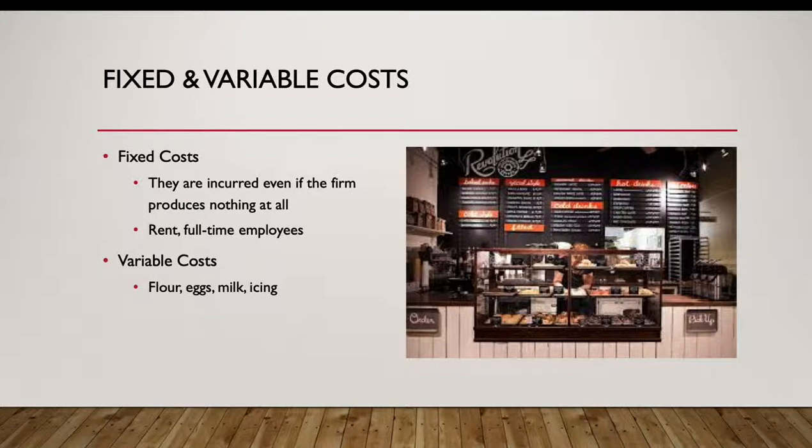Econ Cakes' total costs can be divided into two types. Some costs, called fixed costs, do not vary with the quantity of output produced. They are incurred even if the firm produces nothing at all. Econ Cakes' fixed costs include any rent they may pay because this cost is the same regardless of how many donuts they produce. The other type of costs, called variable costs, change as the firm alters the quantity of output produced. Econ Cakes' variable costs include the cost of flour, eggs, milk, and icing. The more donuts Econ Cakes makes, the more of these items they need to buy.